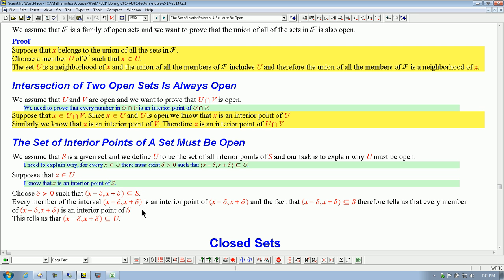The set of interior points of S was given a name. It was called, go look at it, was called U. Every number in that interval must belong to U. You understand? And so we have in our pocket a positive number delta for which the entire interval that runs from x minus delta to x plus delta is a subset of U, and that's what I said I need to explain the existence of over there. So the set of interior points of any set will always be open.